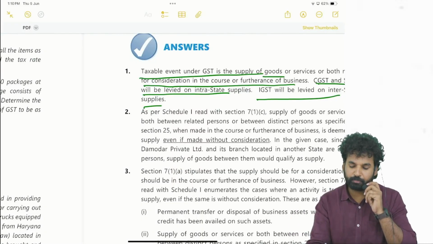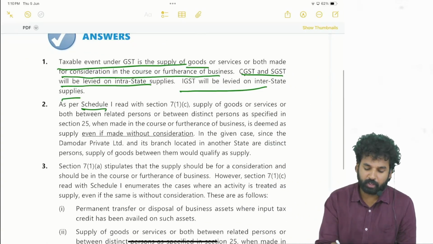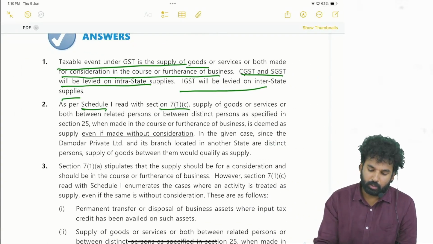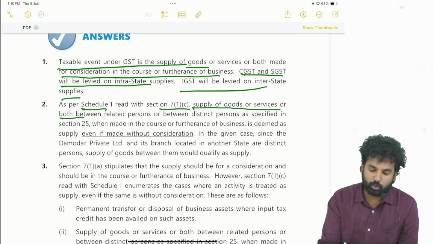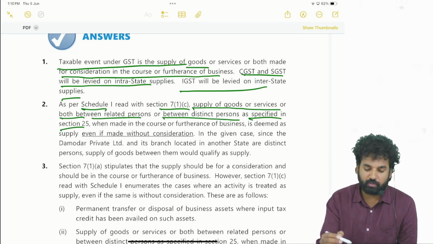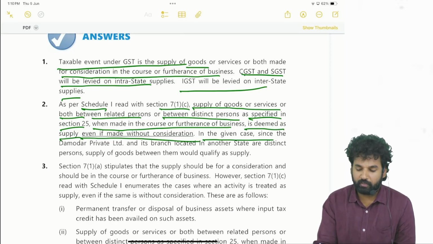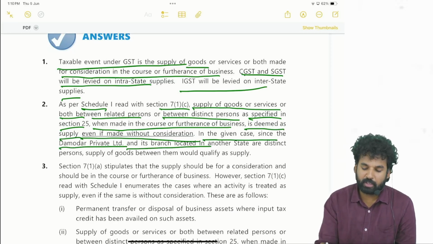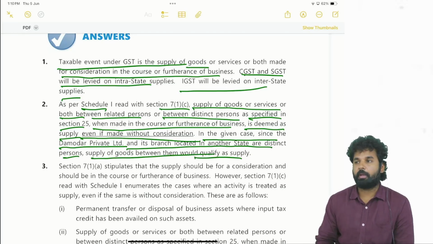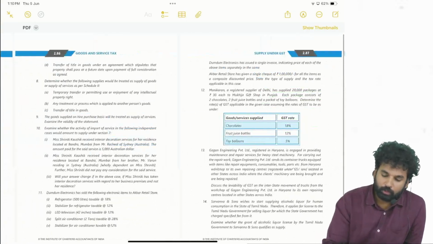As per Schedule 1, read with section 7.1c. In that, supply of goods or services or both between related persons or between distinct persons, as specified in section 25, when made in the course or furtherance of business, is deemed as supply even if made without consideration. In the given case, since Damodar Private Limited and its branch located in another state are distinct persons, supply of goods between them qualifies as supply. Correct? Right. Third question.